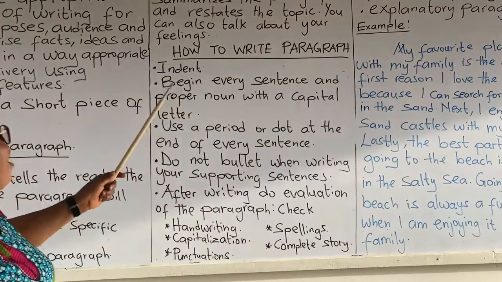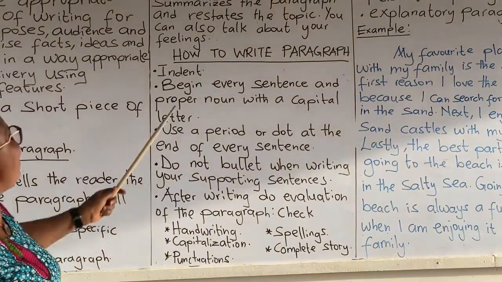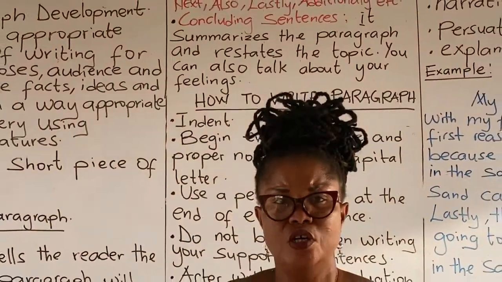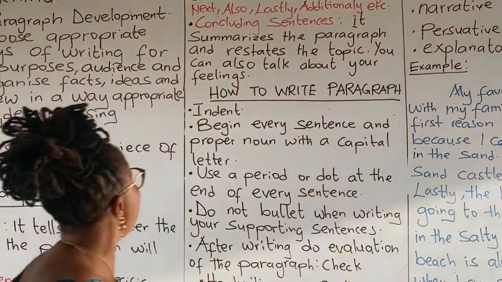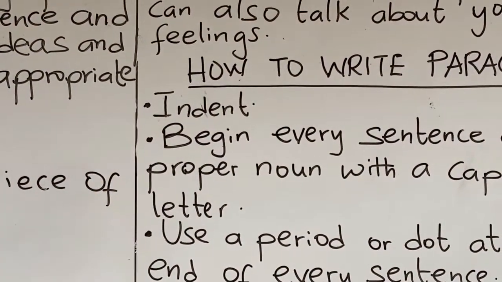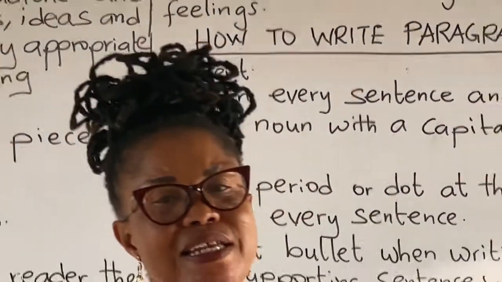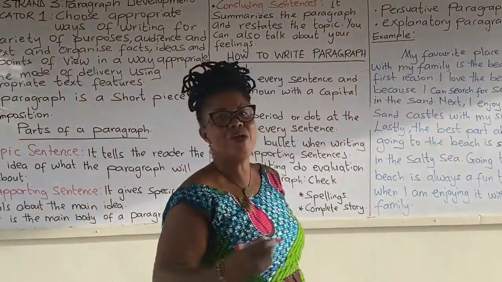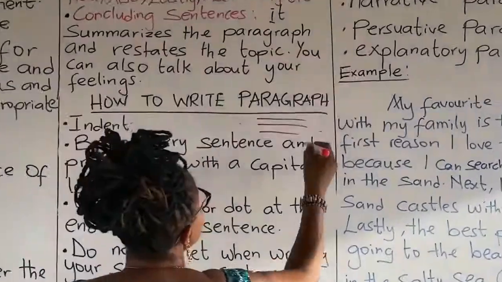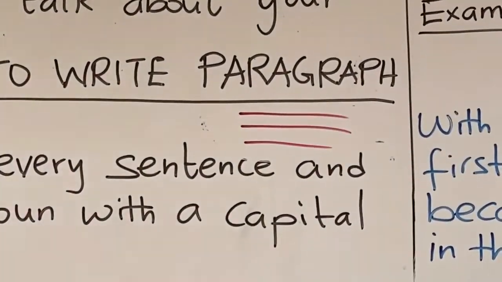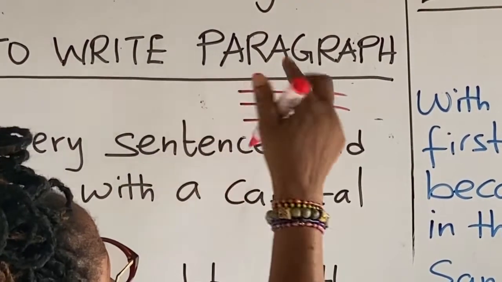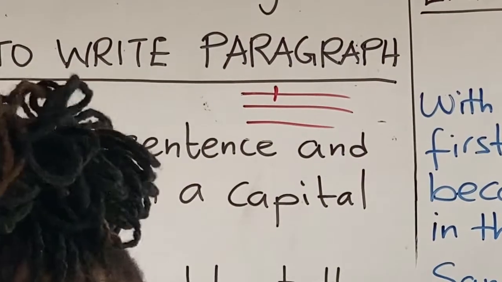Now, when you want to write a paragraph, there are steps or things that you have to note. So let's look at how to write a paragraph. First, you have to indent. How do we indent when writing a paragraph? Assuming these are our lines, you can indent using two fingers on the line. Where the second finger ends, you start writing from there.